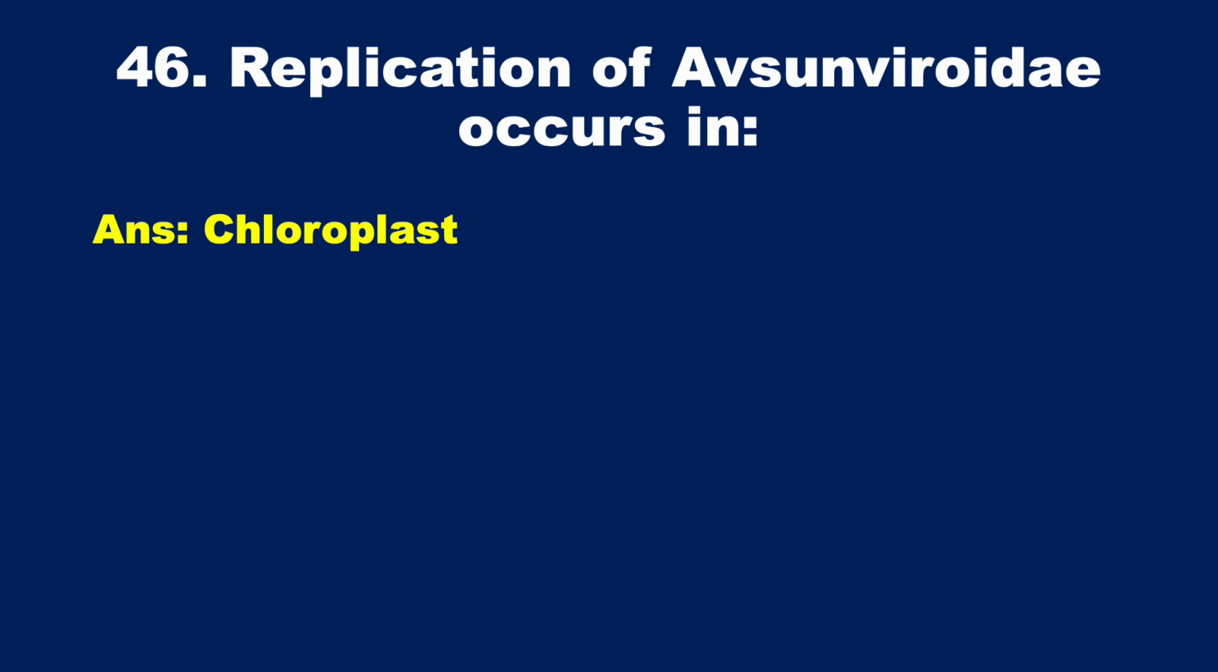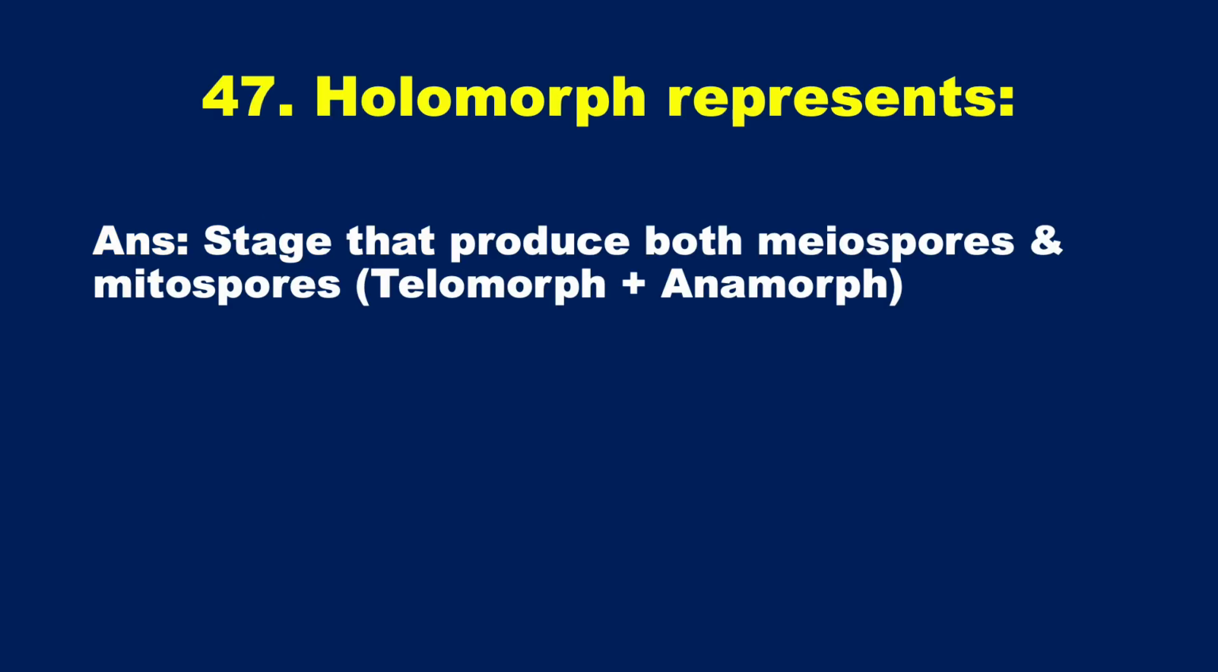Next question is replication of ASBVd (Avocado sunblotch viroid) occurs in, and the correct answer is chloroplast. The next question is on what holomorph represents. The correct answer is the stage that produces both meiospores as well as mitospores, that is teleomorph as well as anamorph. Some common examples of holomorph fungi are Aspergillus nidulans, Penicillium chrysogenum, Fusarium graminearum, Alternaria alternata, Mycosphaerella graminicola, Neurospora crassa, as well as Colletotrichum gloeosporioides.